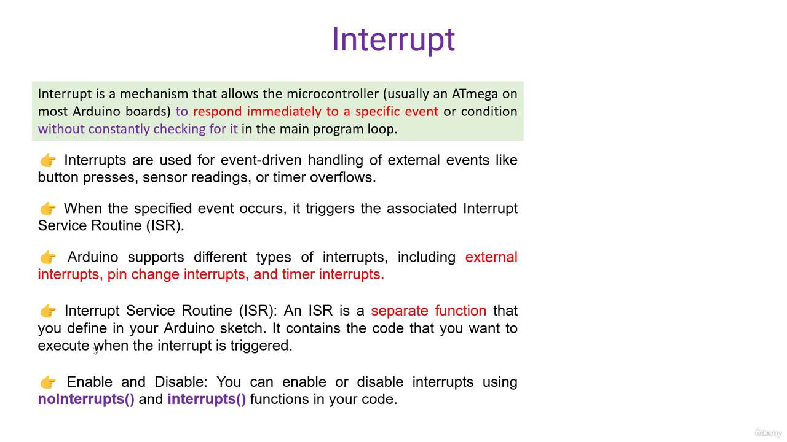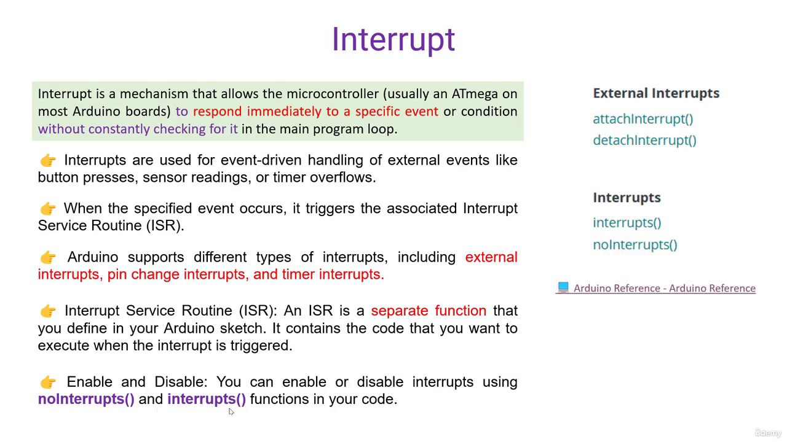To enable or disable interrupts, we have functions from the Arduino library, that is noInterrupts and interrupts. There are in total 4 interrupt functions for Arduino interrupts. 2 are external interrupts: attachInterrupt and detachInterrupt. If you are connecting any switch or any external signal to your Arduino, you need to do the configuration using attachInterrupt for enabling the interrupt and detachInterrupt to disable the interrupt.